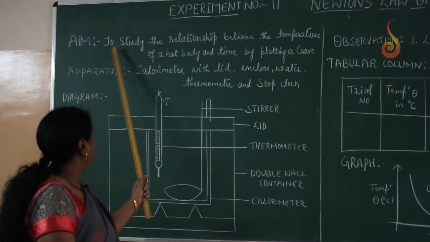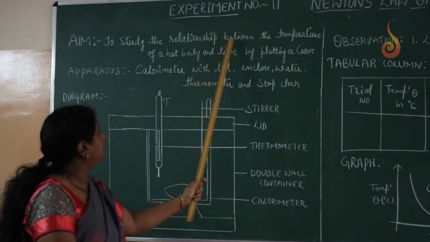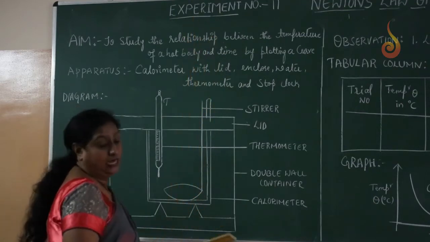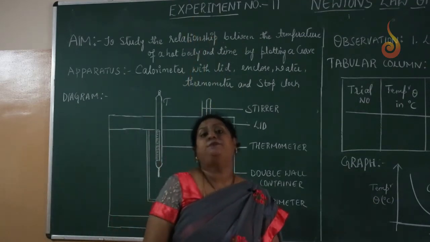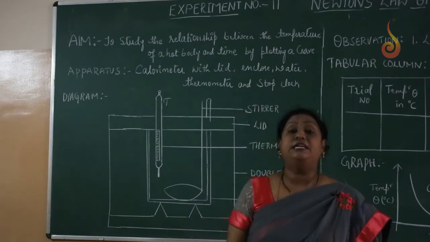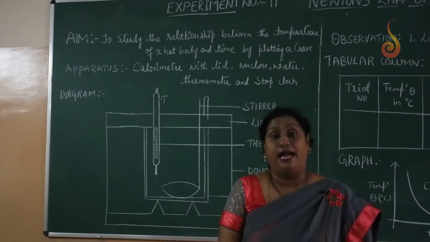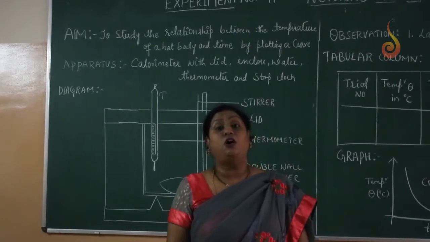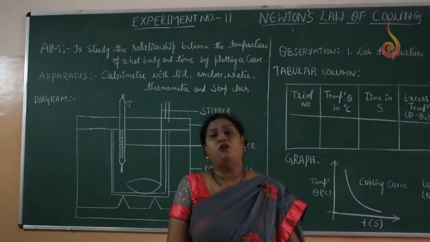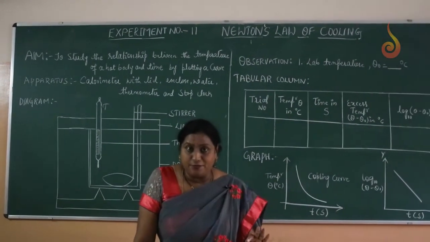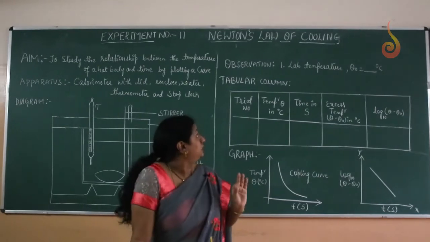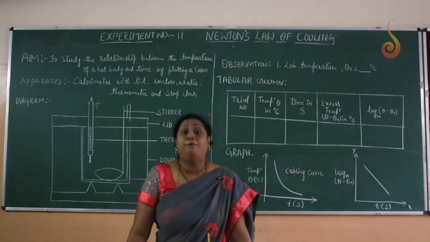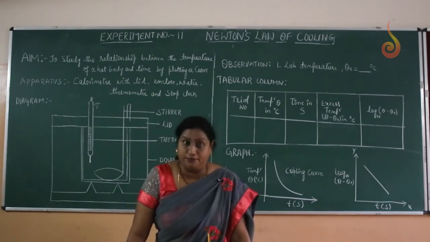See, the aim of the experiment is to study the relationship between temperature of a hot body and time. So the main aim of today's experiment is to record the relation between the temperature and time. And our title says Newton's law of cooling. So what is this Newton's law of cooling? This is a statement given by Newton which gives the information about the rate of cooling of a body.